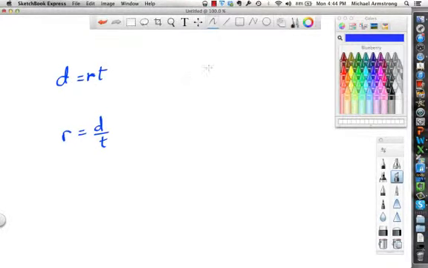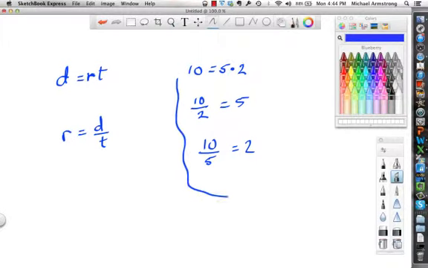Let me show you a quick example. You know this works. Say that 10 is equal to 5 times 2. So if I wanted to know what 5 was, or if I wanted to do a division problem, 10 divided by 2 equals 5. And that's all we did. Another way to do it would be 10 divided by 5 equals 2. These are all related multiplication division problems. And this is just using letters to do the same thing.